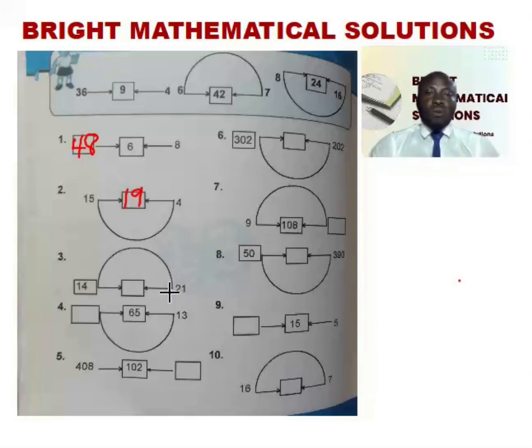Now this is upward, the curve is upward, so the operation here is multiplication, just as we have 6 multiplied by 7, and that is 42. So 14 multiplied by 21 gives me 294. So what we have here is a downward curve. So since we are adding this to this, that gives us 65. So that will now be 65 minus 13, and that gives us 52.